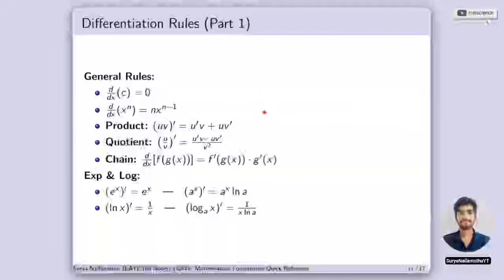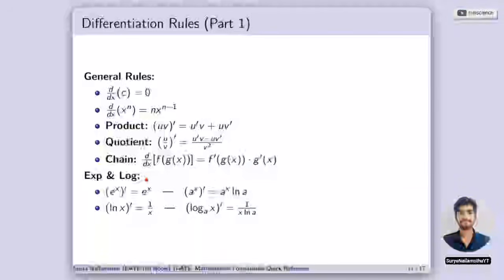The differentiation rule formulas are here. d by dx of c is equal to 0. d by dx of x power n is equal to n into x power n minus 1. Here is the UV rule formula. By applying the differentiation, d by dx of UV, this is the formula, and d by dx of u by v is nothing but this formula. And the chain rule, this is the formula for the chain rule.